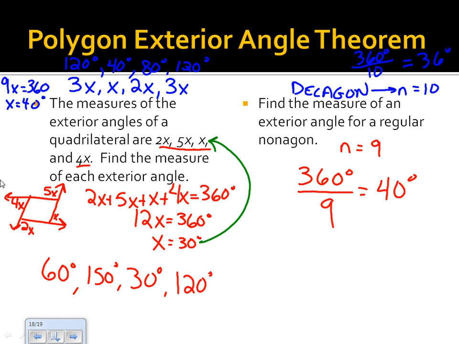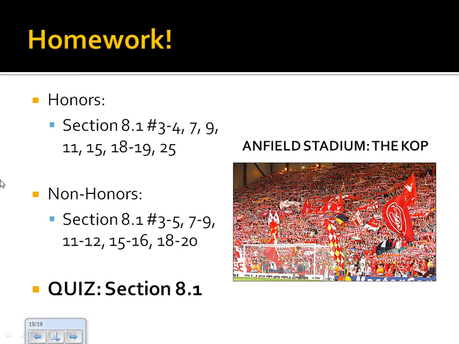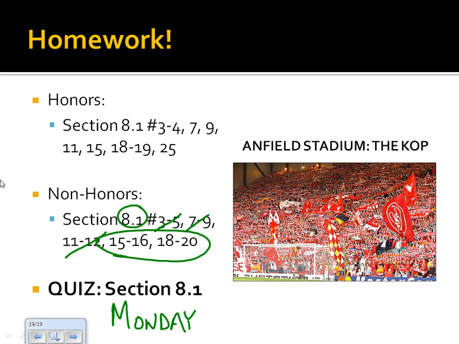Your homework for tonight. You did 3 through 5, 7 through 9, and 11, 12 last night, correct? So your homework is just these. 8.1. That quiz then we decided would be on Monday. So on Monday we'll review this unit a little bit, the section, make sure everybody's great with it. And then I'll give the quiz. How many people will be absent on Monday again? 1, 2, 3, 4. Okay?